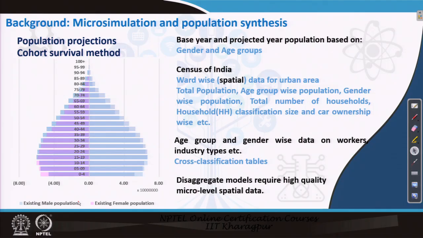In the last lecture, we covered different methods of population projections. Whenever we are planning for an urban area, we need to plan for the current scenario as well as for the future scenario. That's why we need to project the population for the future as well. One of the methods that we covered was the cohort survival method, where the population was broken down into different age groups, as you can see in this image, age groups of 0 to 4, 5 to 9, 10 to 14, and also between male and female population.